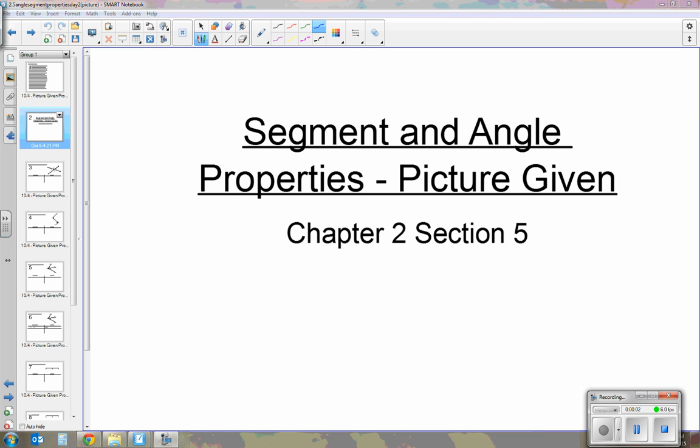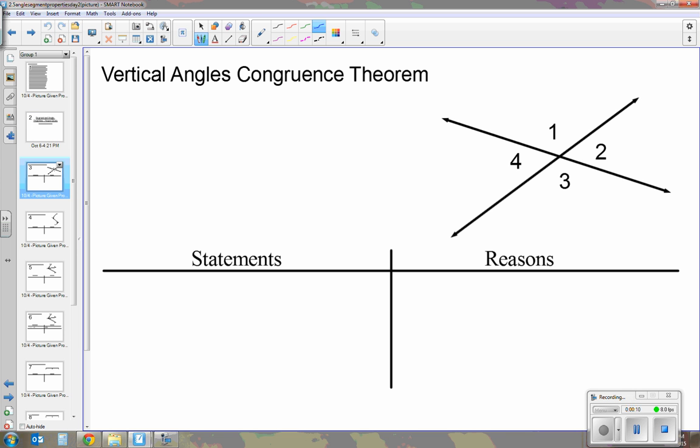I'm going to be talking about segmented angle properties and what I call the picture given properties. Now these properties, we can use them when looking at a picture. So the first one is the vertical angles congruence theorem.